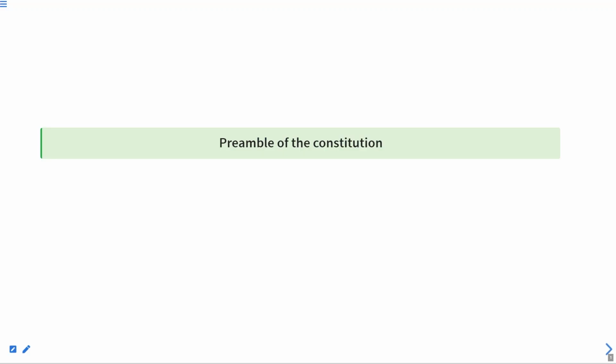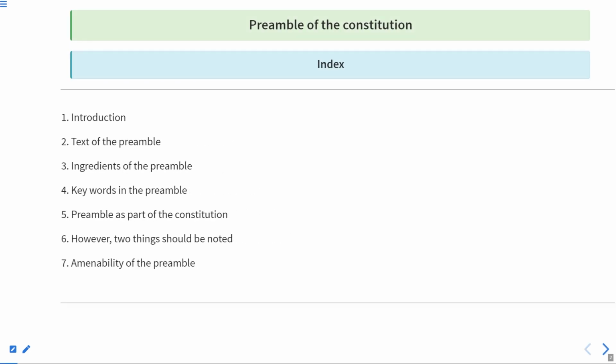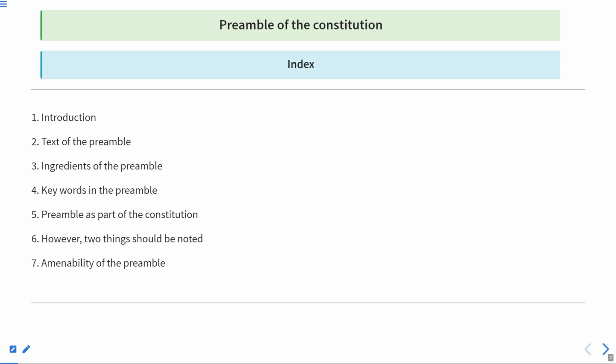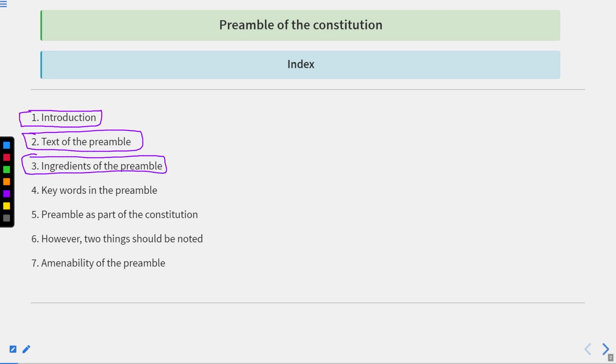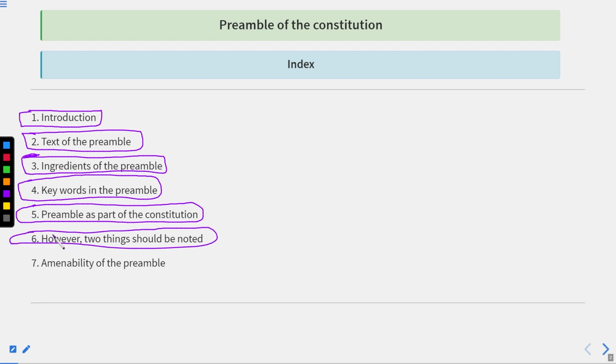So students, basically in this lecture, as we know, we have started the preamble of the constitution and these are the topics we have scheduled for the discussion: introduction of the constitution, text of the preamble, ingredients of the preamble, keywords in the preamble, things we should note about the preamble as part of the constitution, and the amendability of the preamble.